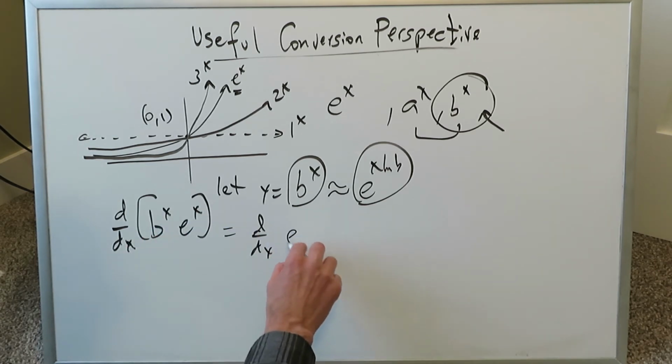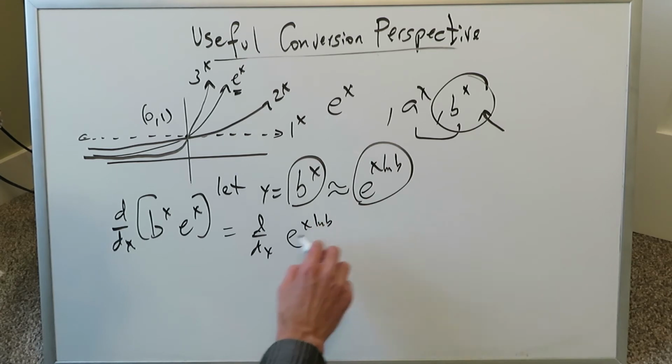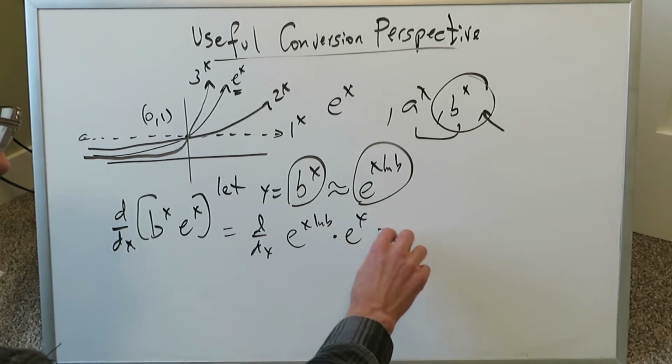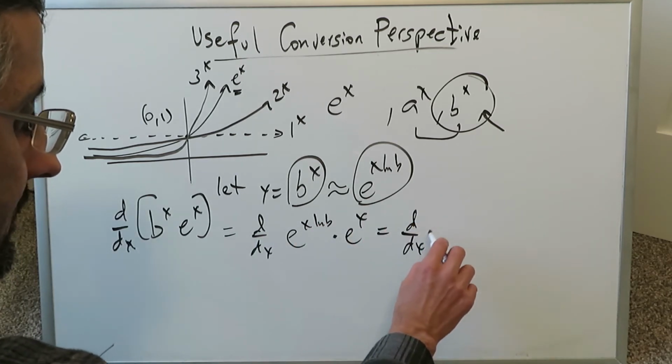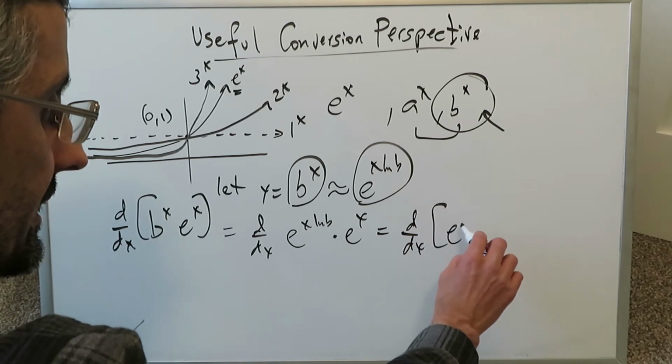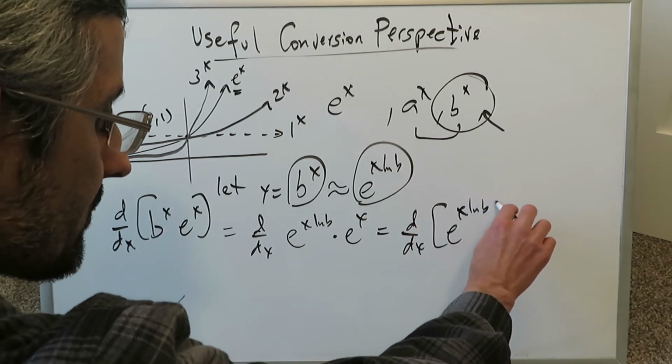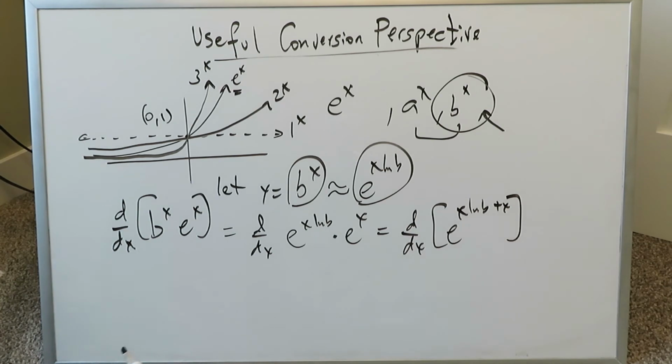b to the x, you know, would be e to the x ln b, and then you're multiplying that with e to the x. Then bring everything here under a single unifying term, which would be e to the x ln b plus x. That's exactly what you would have.